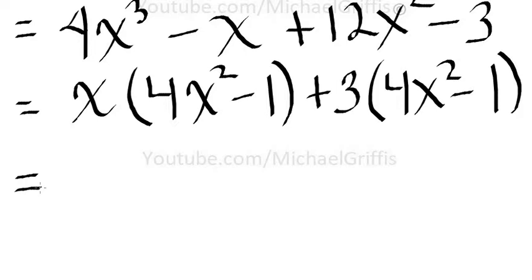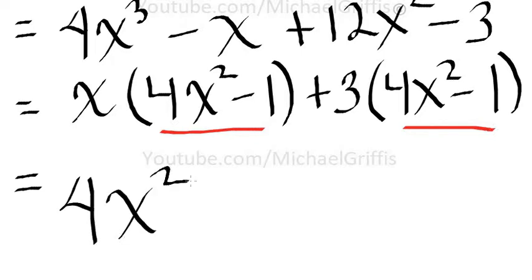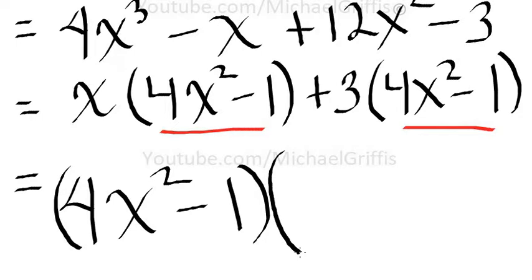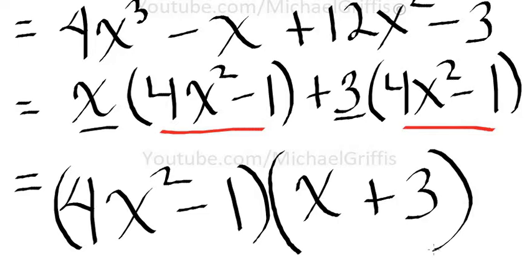As you can see, we have like terms here that we're going to factor out. So 4x squared minus 1, what are we left with? An x, that's this x here, plus the 3. See that?